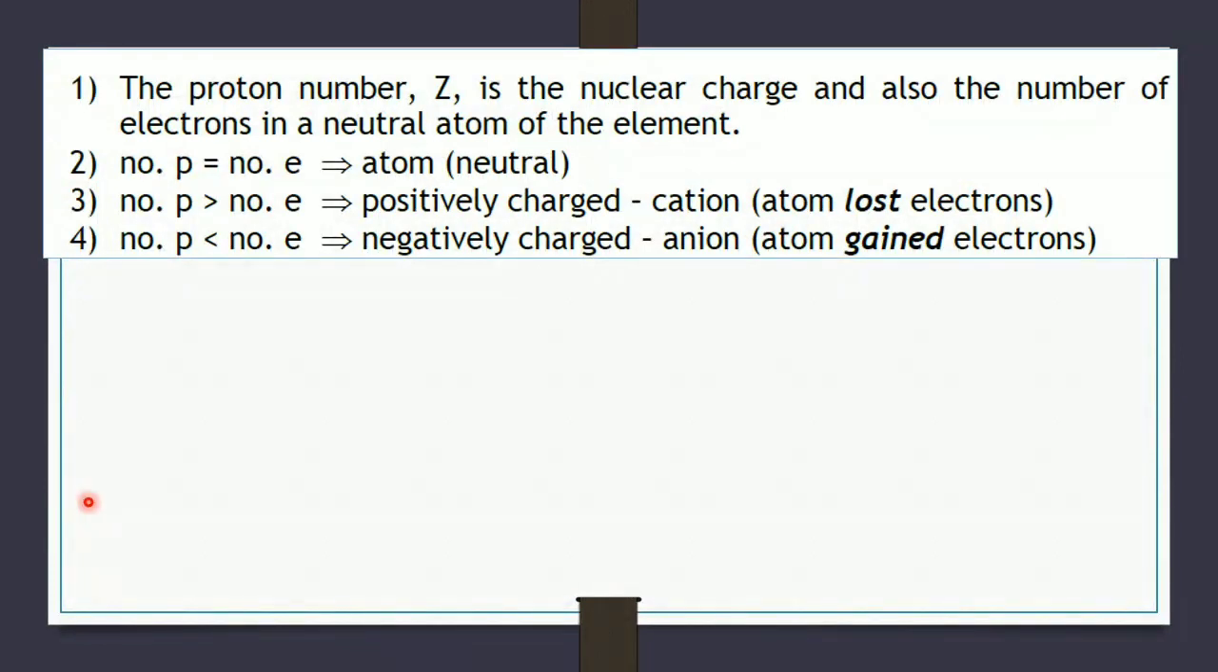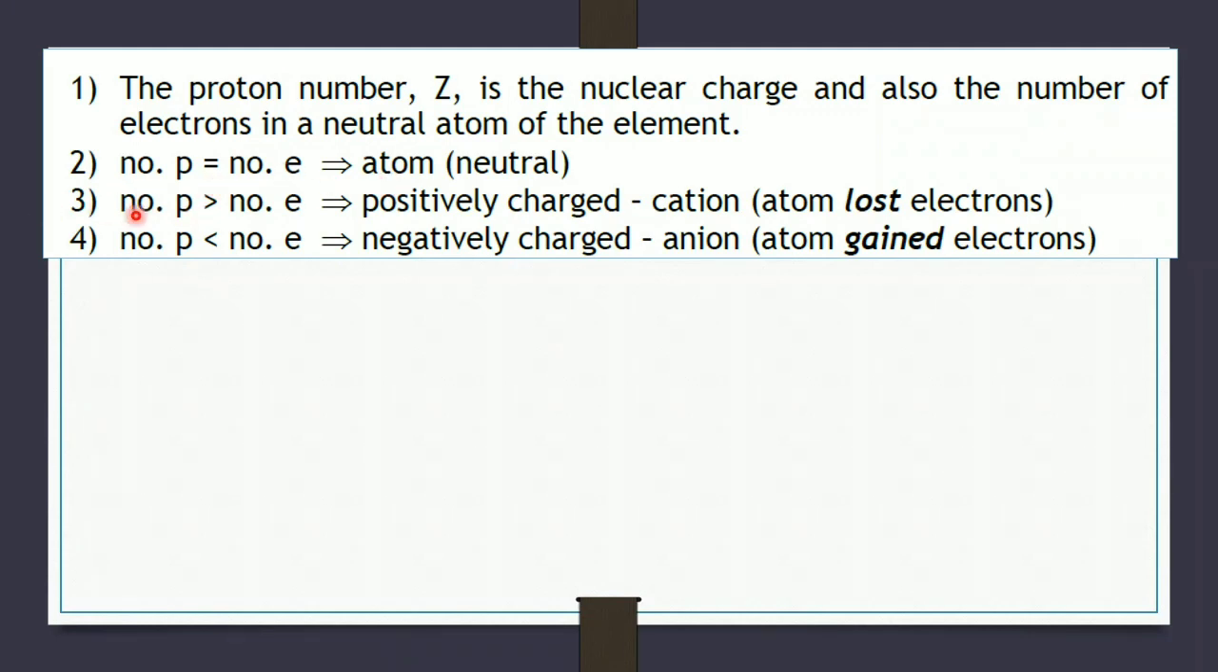The proton number Z can tell us the nuclear charge, which means the charge of a nucleus in an atom, and can also tell us the number of electrons if it is a neutral atom. So the number of protons is equal to the number of electrons in a neutral atom.